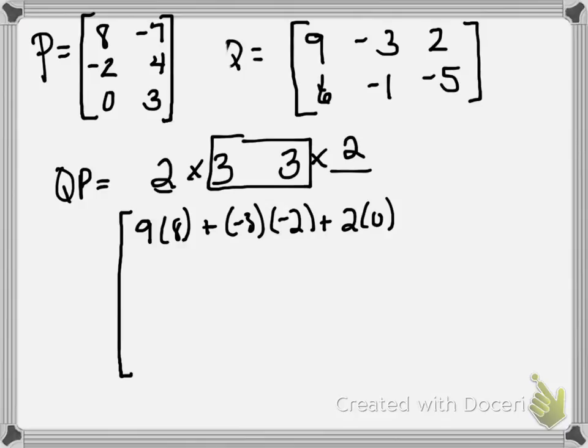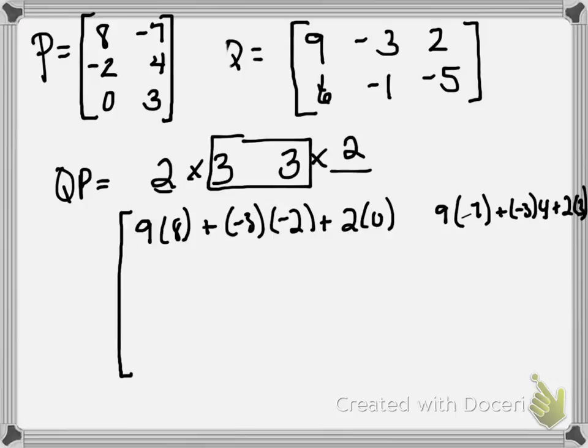So what I did here was I did the first row of Q times the first column of P. So now I've got to do the first row of Q times the second column of P. So I'm going to have 9 times negative 7 plus negative 3 times 4. I'm running out of room again, plus 2 times 3.